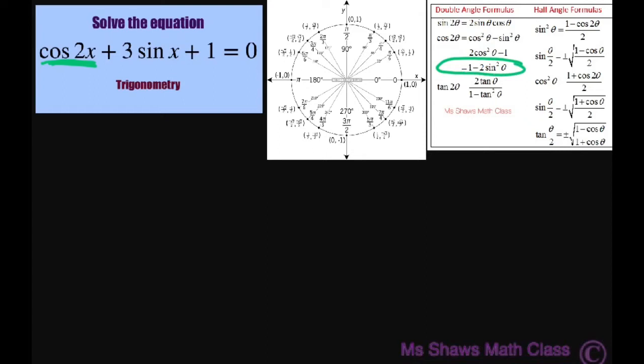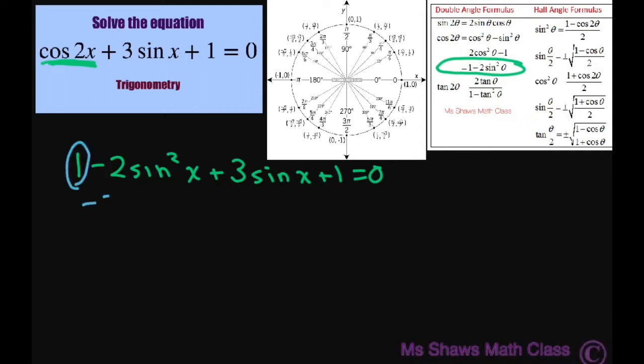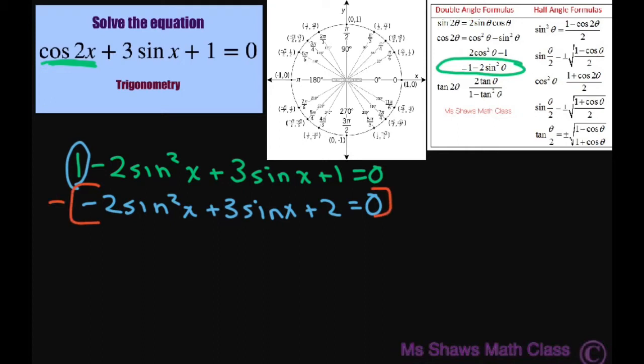So that's going to be rewritten as 1 minus 2 sine squared of x plus 3 sine of x plus 1 equals 0. Now what's going to happen is we're going to add these two to get negative 2 sine squared of x plus 3 sine of x plus 2 equals 0. I don't like to lead off with this negative, so let's negate everything. You get 2 sine squared of x minus 3 sine of x minus 2 equals 0. It makes it a little easier to factor.